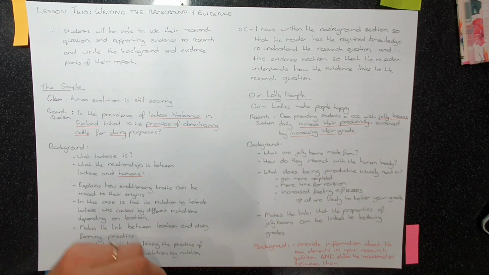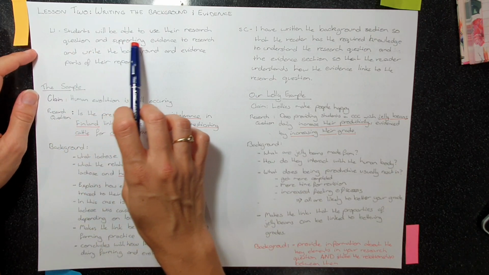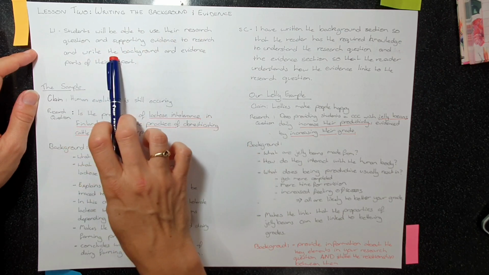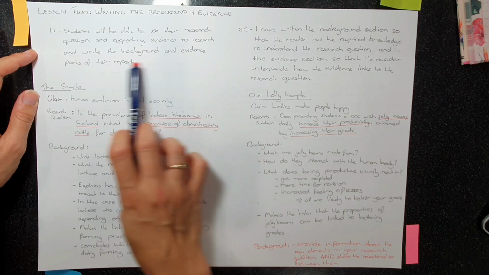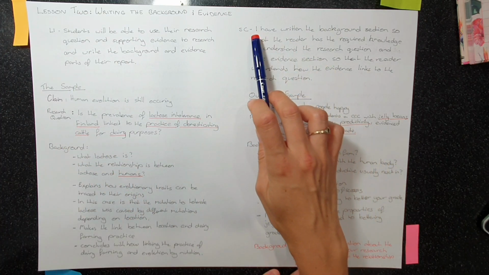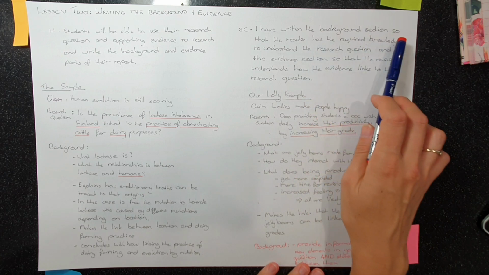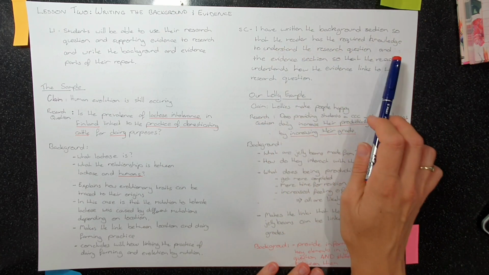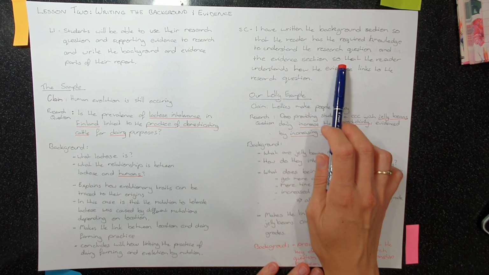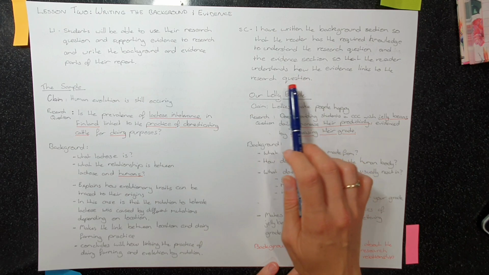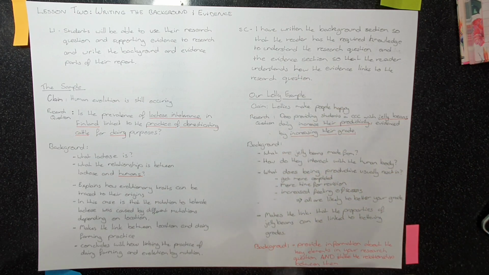So let's have a look at your learning intentions. Students will be able to use their research question and supporting evidence to research and write the background and evidence parts of their report. To be successful, I have written the background section so that the reader has the required knowledge to understand the research question, and the evidence section so that the reader understands how the evidence links to the research question. So two key parts in there I want you to have a quick look at here.